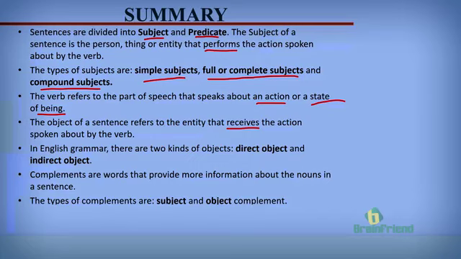And also, in English grammar, there are two kinds of objects: direct object and indirect object. We also learned today that complements are words that provide more information about the nouns in a sentence. And lastly, we learned that the types of complements are subject and object complements.